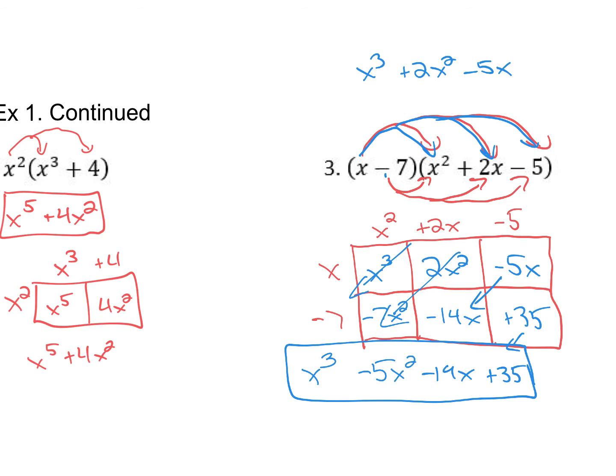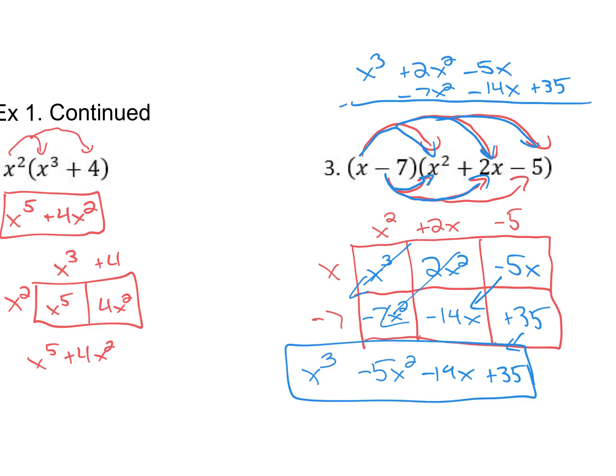Now, here's where you've got to keep going with this, and if you're going to stick with this method, I would say, okay, negative 7 times x squared. Well, that's going to match up there. Negative 7 times 2x is going to match up with our negative 14x being matched up with negative 5x. And then negative 7 times negative 5 becomes plus 35.